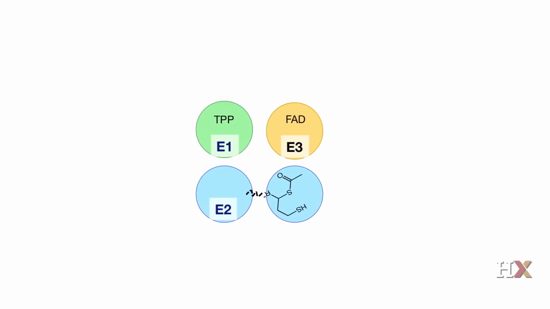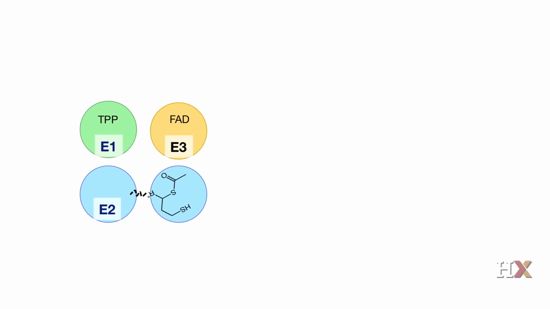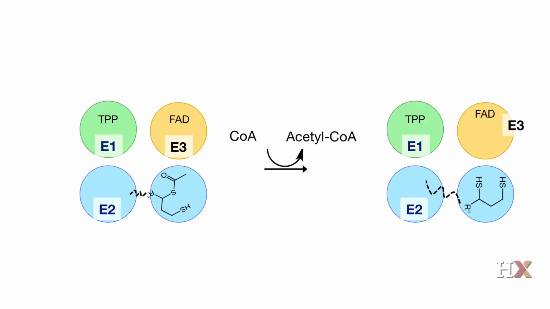You remember that E2 catalyzes the transfer of the acetyl group from lipoamide to coenzyme A, which is bound to the active site of E2. The acetyl coenzyme A is released, and a fully reduced lipoamide arm is formed.